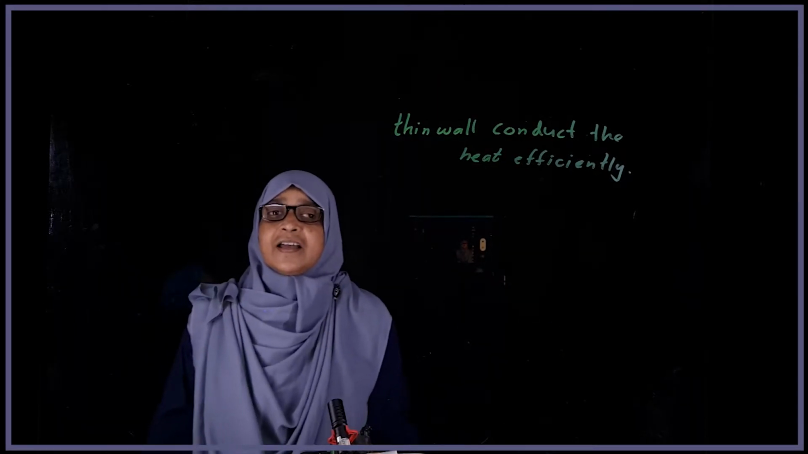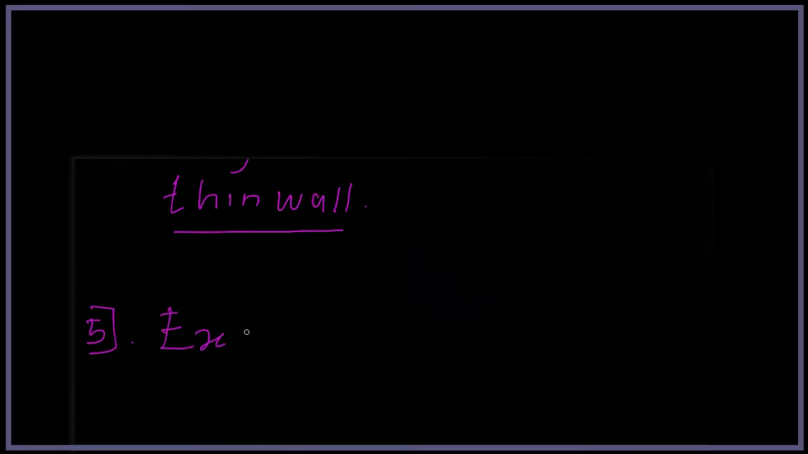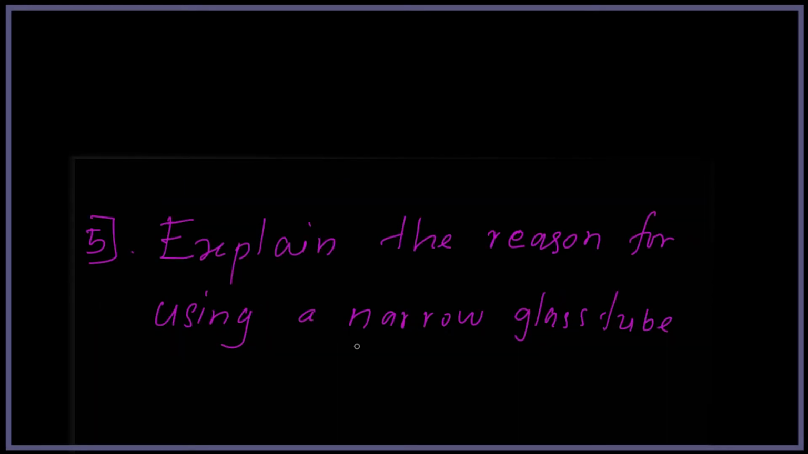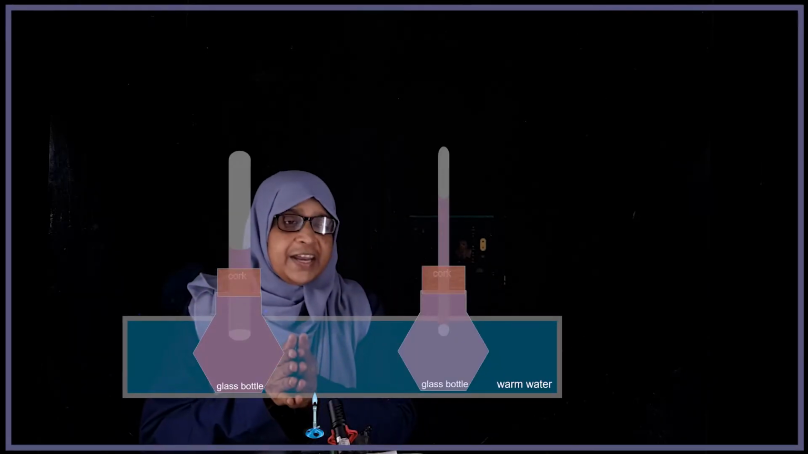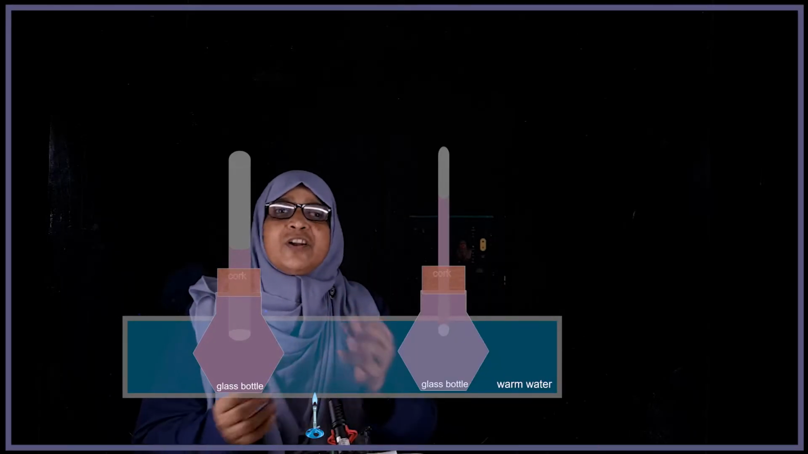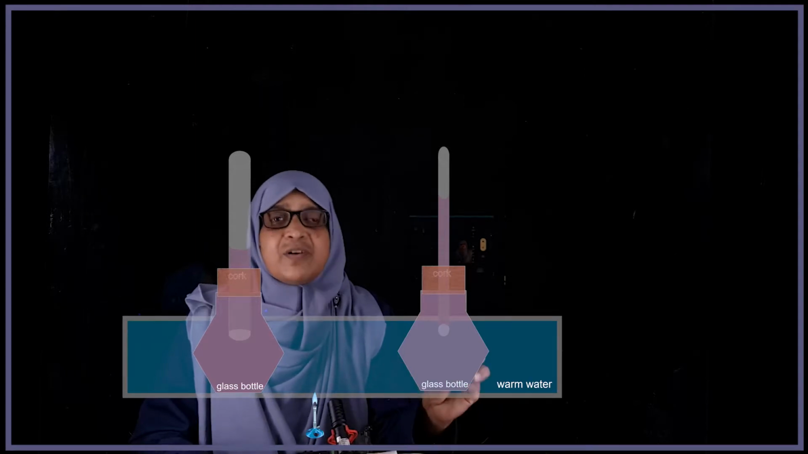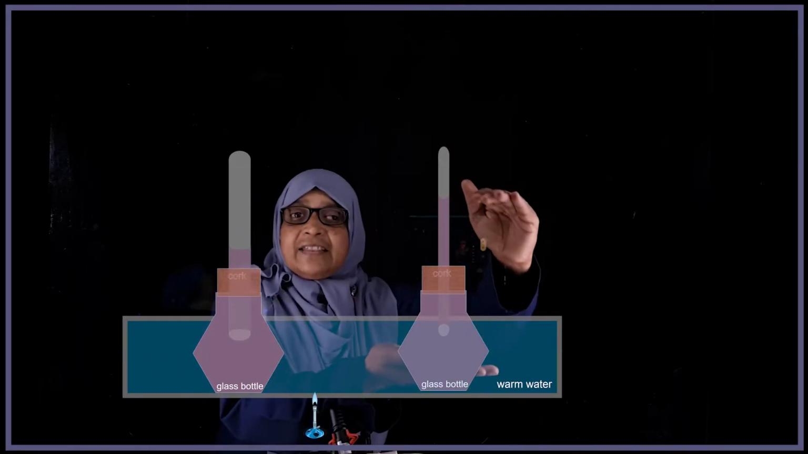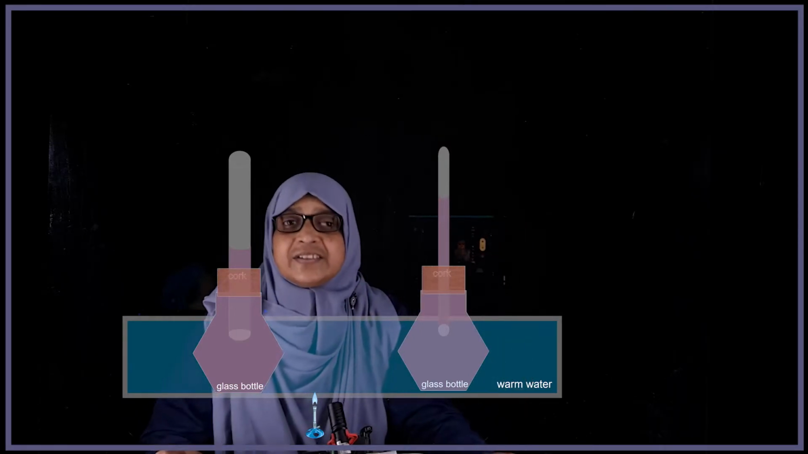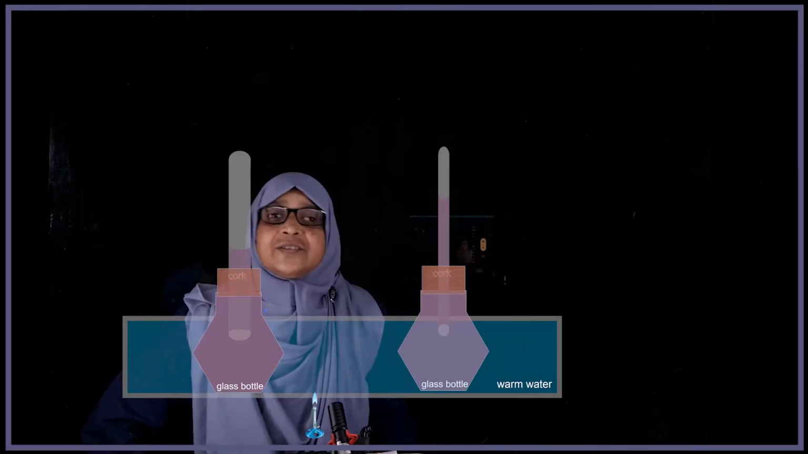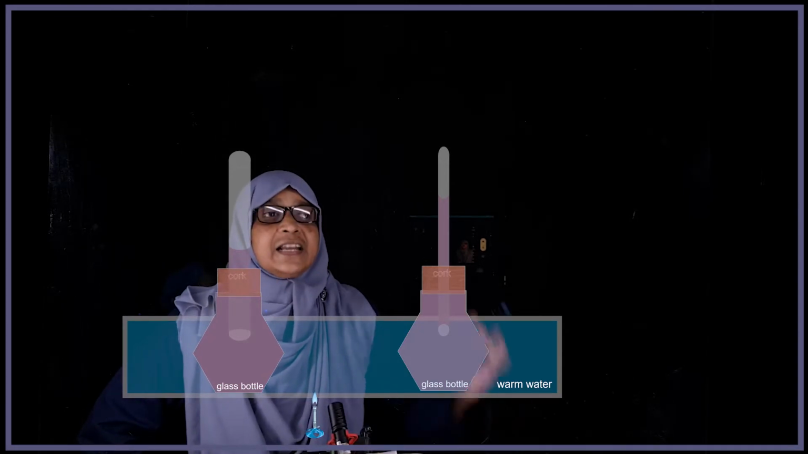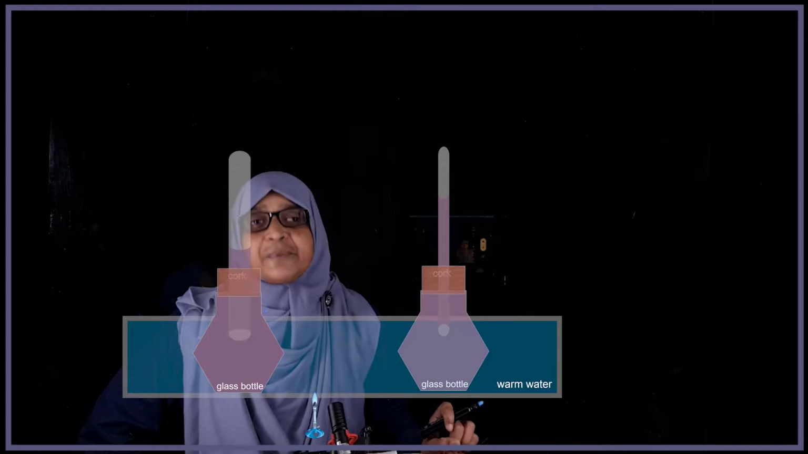This is the answer. Explain the reason for using a narrow glass tube. For a small amount of heat, the expanding volume is also small. When using a narrow tube, the expanding length is clearly visible. So, use of narrow tube is to get a clearly visible expanding length.